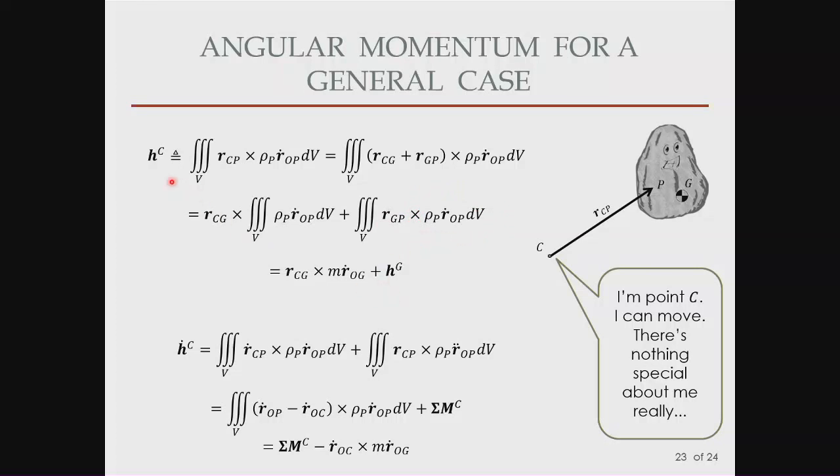All right. So h about some arbitrary point C is like h about the center of mass, so how much the body rotates about its center of mass. And then this other term is like treating the center of mass as if it were a particle concentrated in point G, having mass m as the total mass of the rigid body, and calculating the angular momentum of this particle concentrated at G about point C. Is this familiar? Does it look familiar?